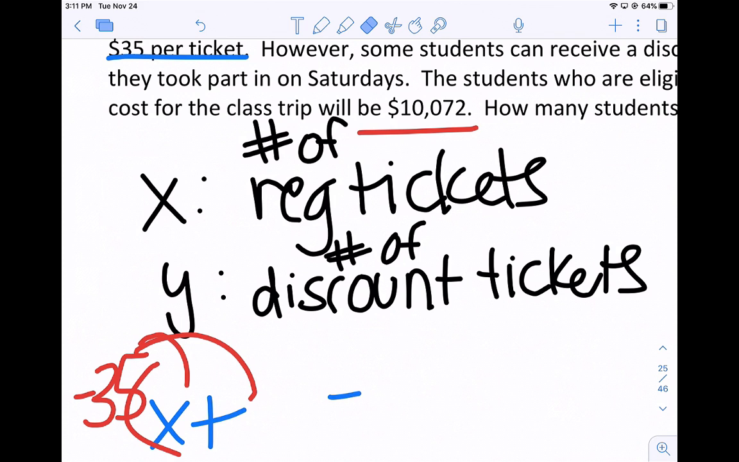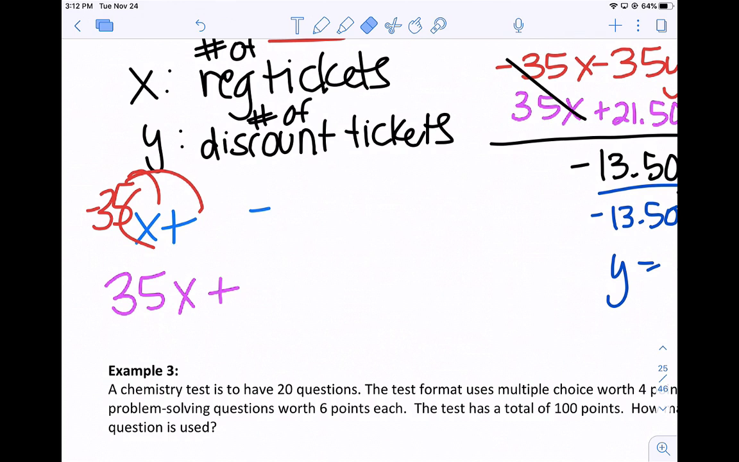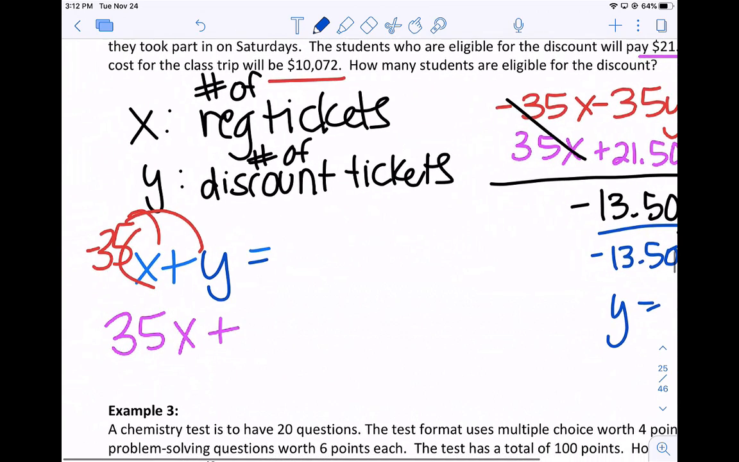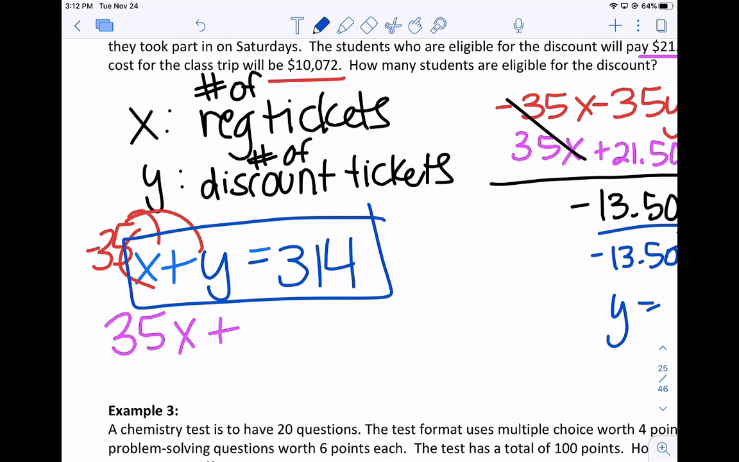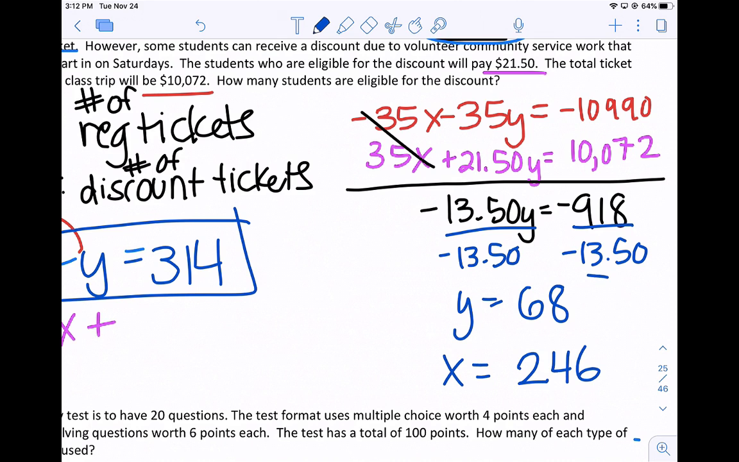So let's figure out the number of regular tickets by plugging into one of our original equations, which unfortunately I erased here. But the equation that I would use would be this one right here. X plus Y equals, it was 314. All right, so I'm going to plug into here. I'm just going to take 314 minus the Y value, minus 68, to figure out how many tickets are left. And so X is going to be 246 regular tickets.